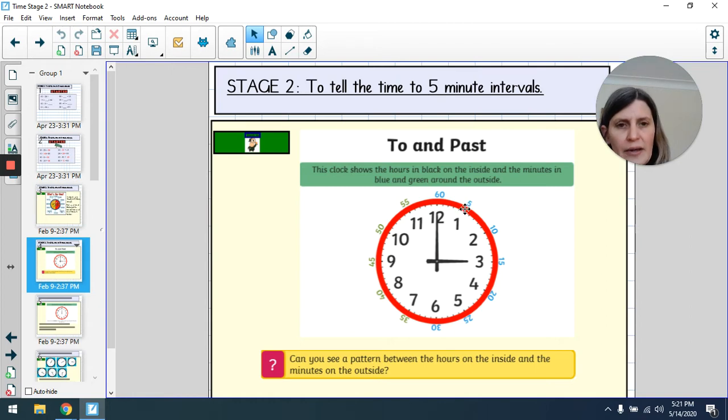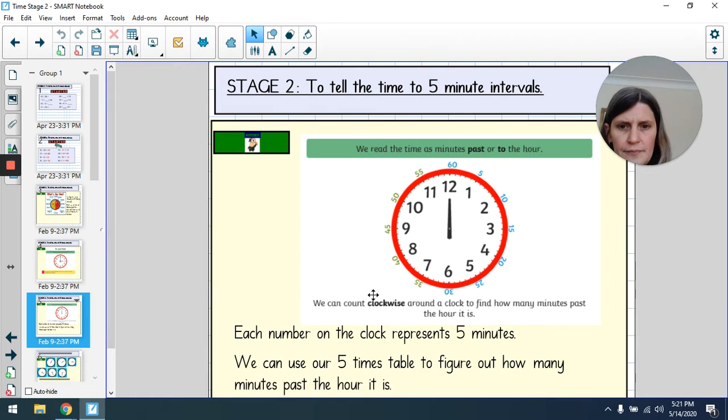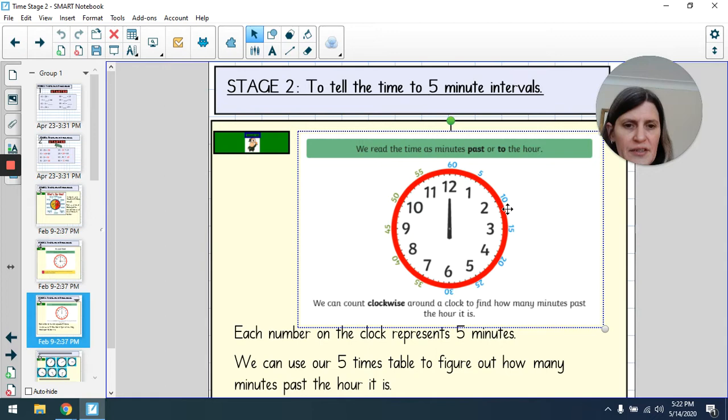If we multiply the hour number by 5, it tells us how many minutes past. So 1 times 5 is 5. 2 times 5 is 10. So each one of these is a multiple of 5. Each number on the clock then represents 5 minutes. So all we need is our 5 times table to help us count how many minutes past the hour we've gone round.